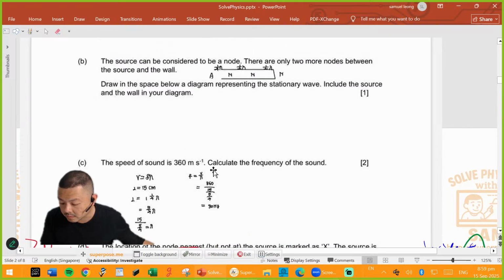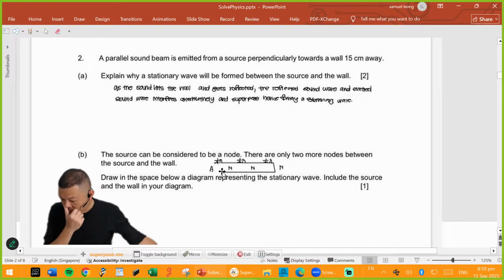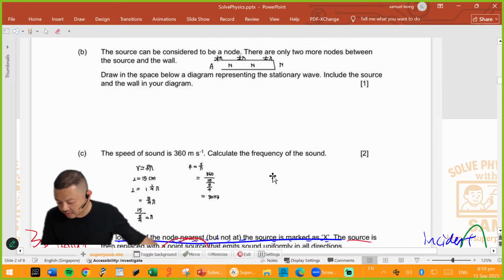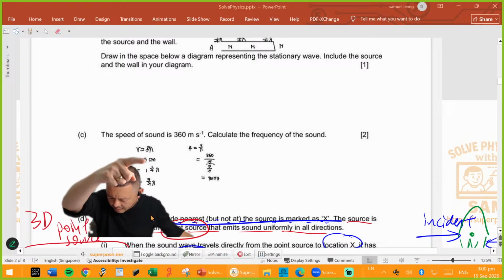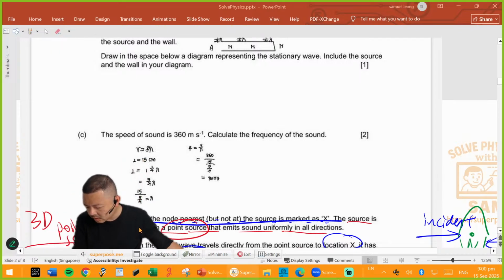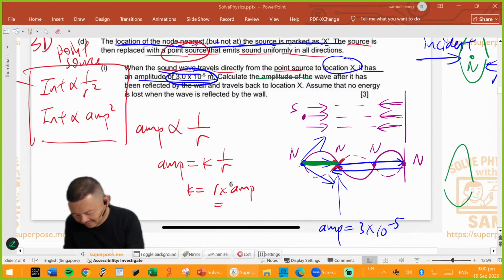Sorry, it was not shown. That's why it's 3 marks. Oh, is it here? Is that your lambda? 15 cm? Okay. 15 divided by 5 divided by 4. That's the wavelength. Okay, which is 12. So the first distance is 6. 6 times amplitude.